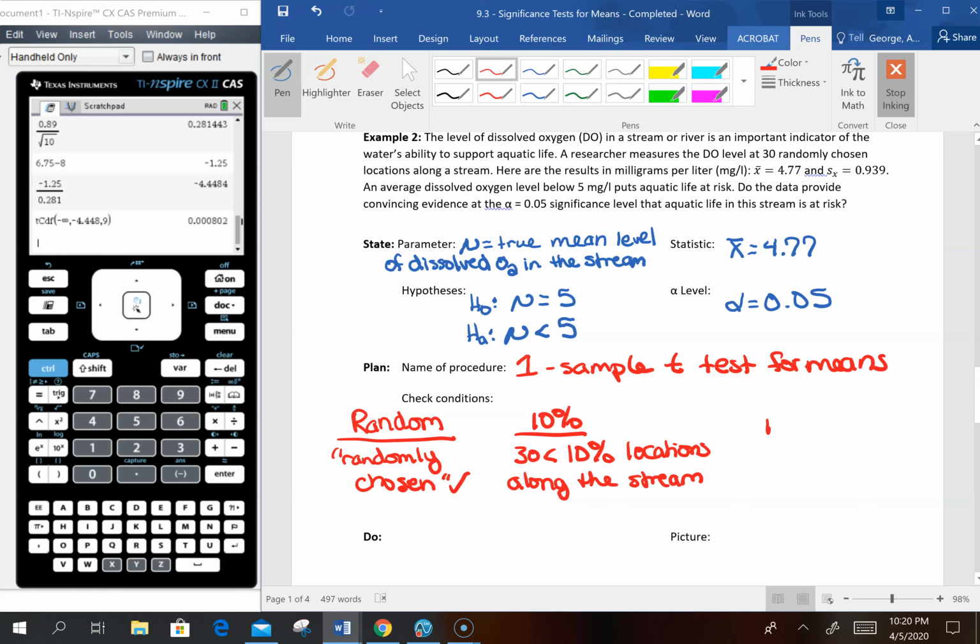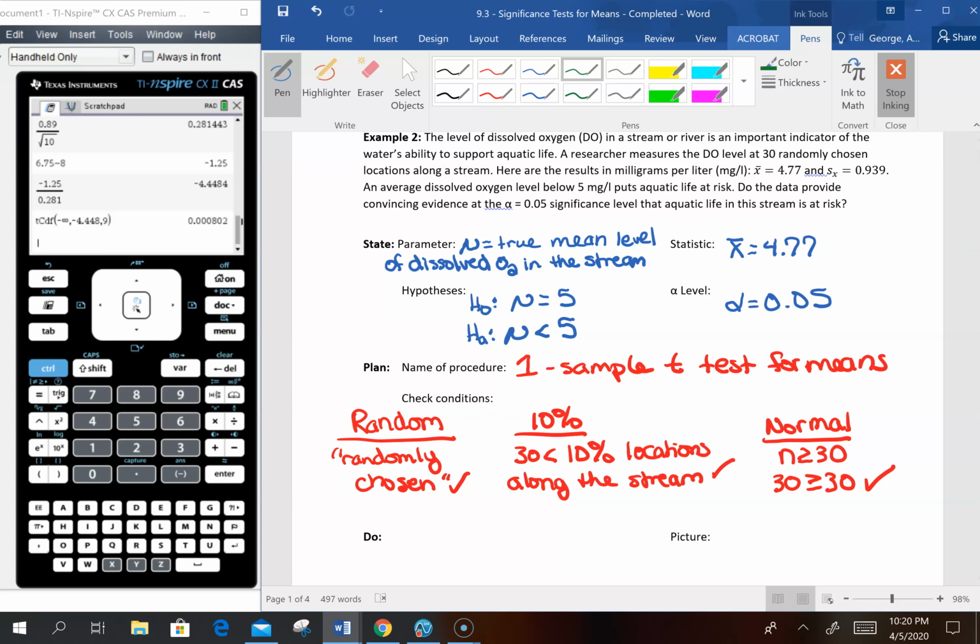And then for normal. All right, so it doesn't say that it comes from a normal population, but our sample size is 30, and so that works for our central limit theorem, so we don't need to graph it. And at this point, we couldn't anyway because we don't know our data values. All right, but because of that, all 3 of those, we're good to go.